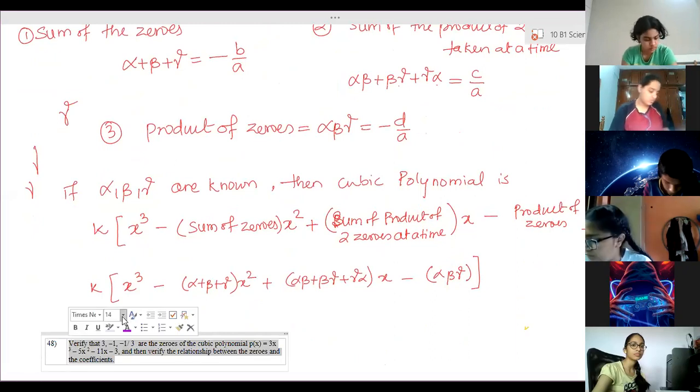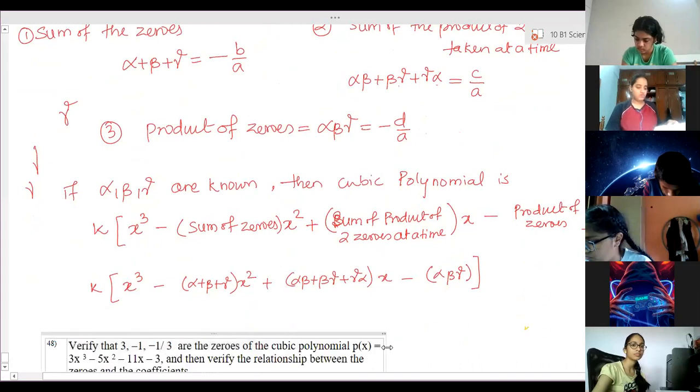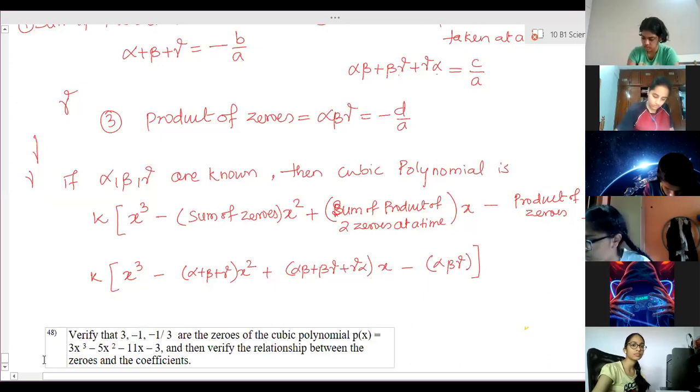There you have to factorize to find the polynomial zeros. Here the zeros are already given. In all questions they will already give the zeros, because you don't know how to factorize a cubic polynomial.